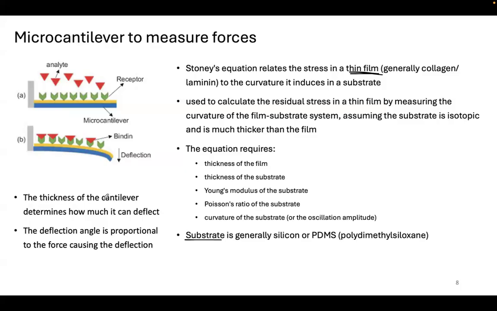We talked about how the thickness of the cantilever determines how much it can deflect. The thicker it is, the less wobbly it will be, so it will deflect to a lesser extent, but the ratios will still hold. More cells or more contraction would lead to more deflection. The deflection angle, which I drew as theta, is proportional to the force causing that deflection. For that, there's a complicated equation, so we don't need to go into too much detail, but Stoney's equation is what relates the stress or force in that thin film to the curvature it induces in the substrate.